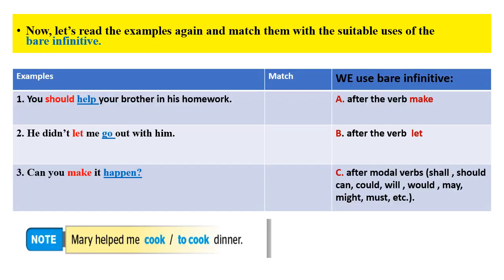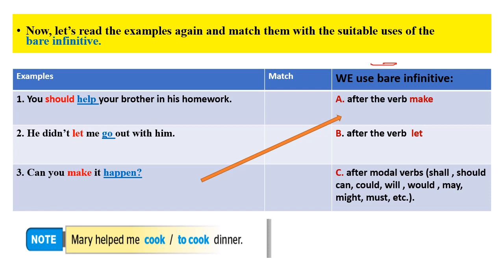Let's read the examples again and match them with the suitable uses of the bare infinitive. Let's start from here. A, we use bare infinitive after the verb make. So whenever you have the verb make, use bare infinitive after it. A good example for this is example 3. Can you make it happen? You can say make it happen. No, make it to happen is wrong.